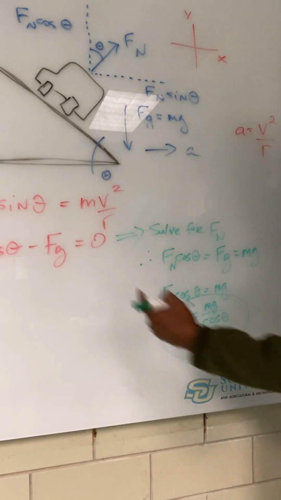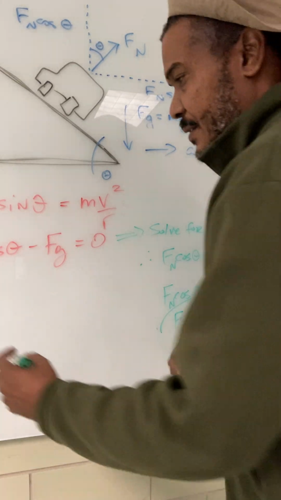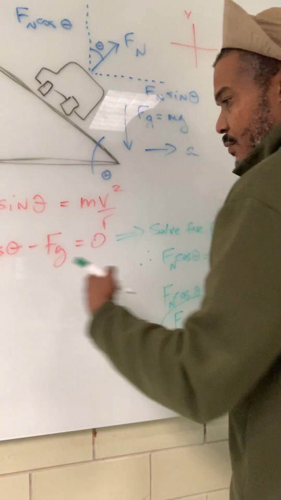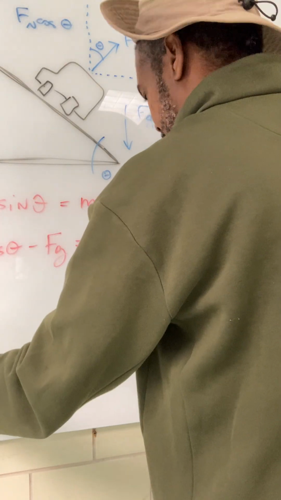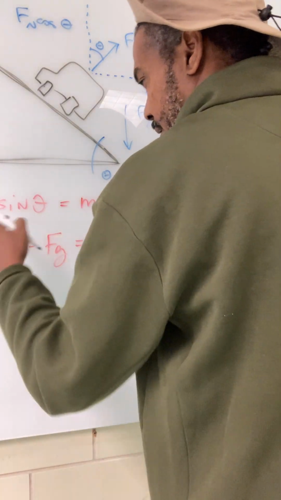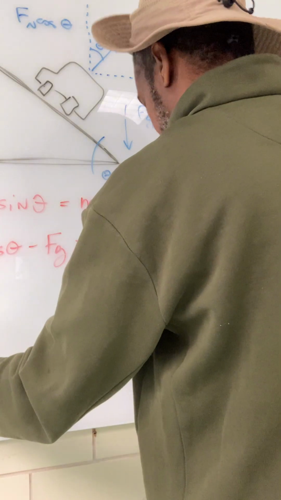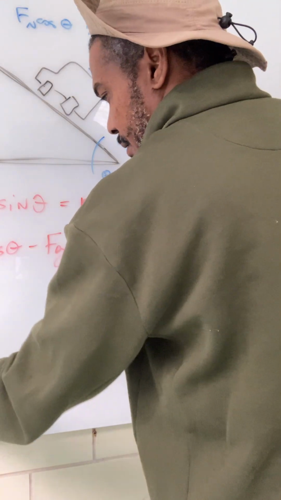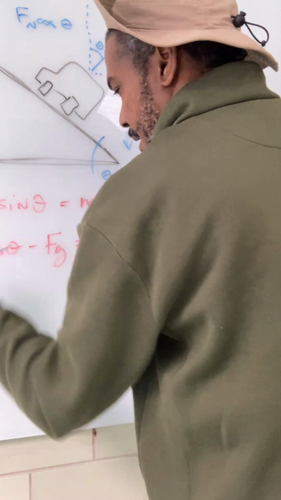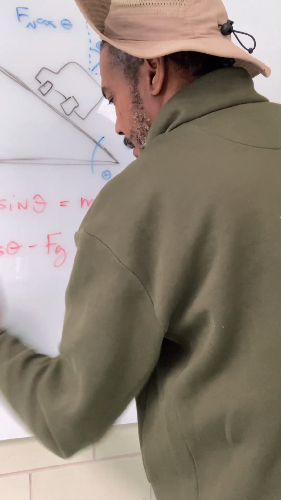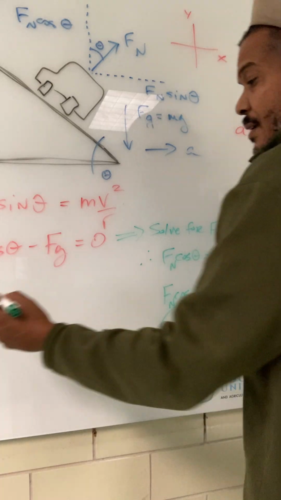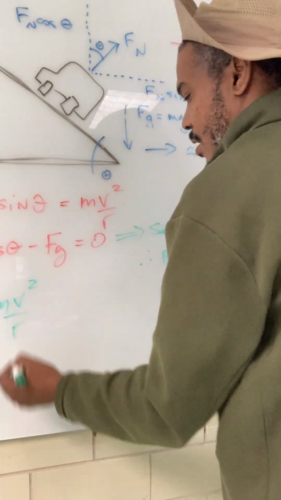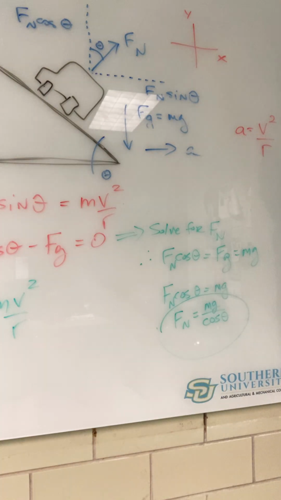So we take this and we replace it right here, in the equation 1. So we're going to write mg over cosine theta times sine theta equals mv squared over r, right?